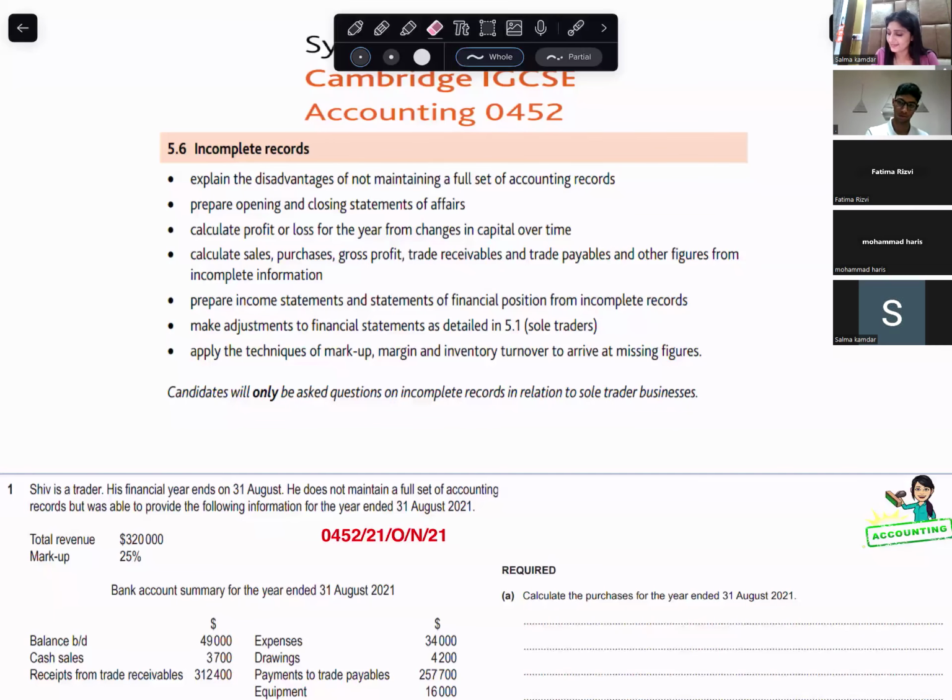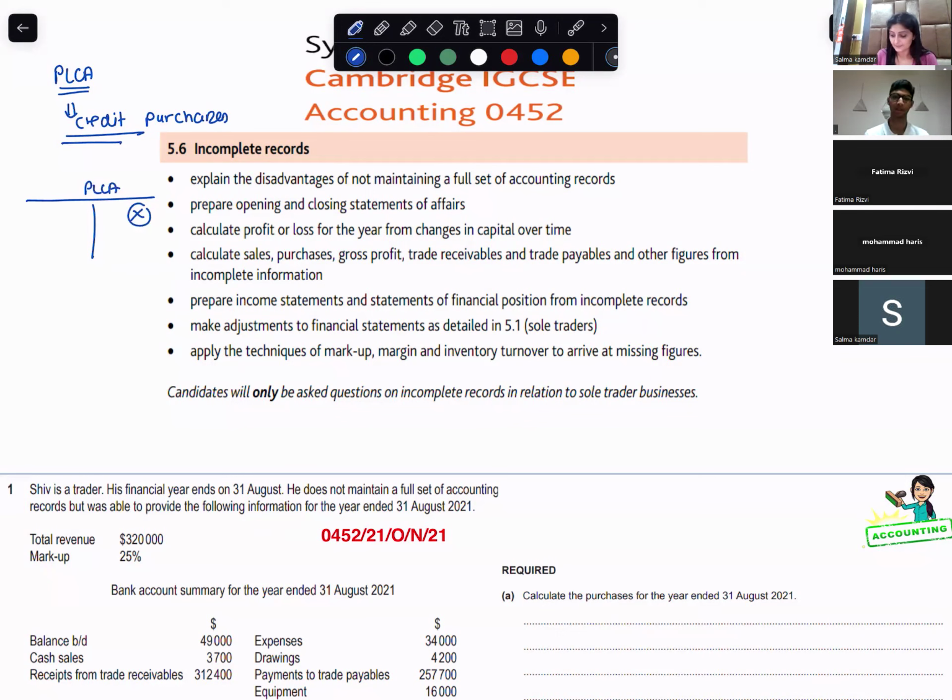Can you all tell me, in control accounts, why do you prepare a PLCA? To find out credit purchases. Can you give me the normal balance of a PLCA? Credit. A PLCA will always have a credit balance. Below that, purchases. Below that, bank. Credit purchases.